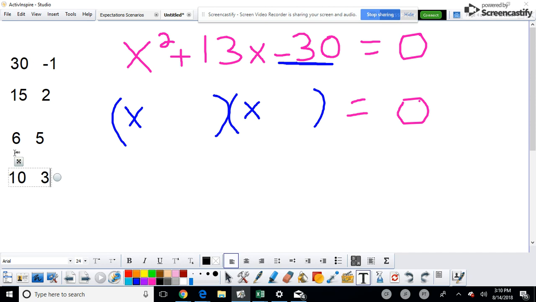All of these are going to give me 30. Well, when I add them together, which one is going to give me 13? Well, 30 and 1, even if 30 was negative, there's no way I can get 13.